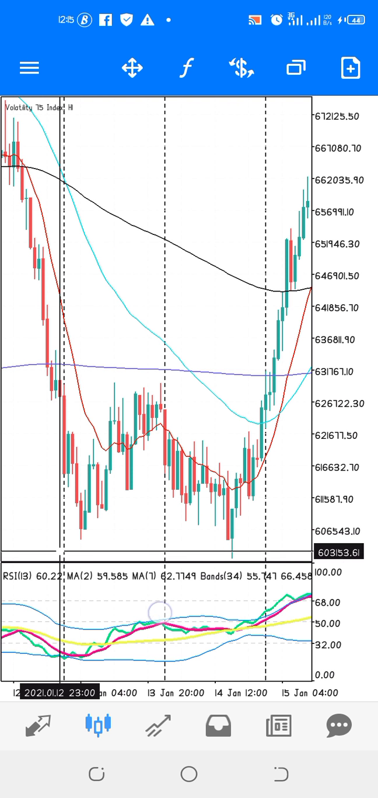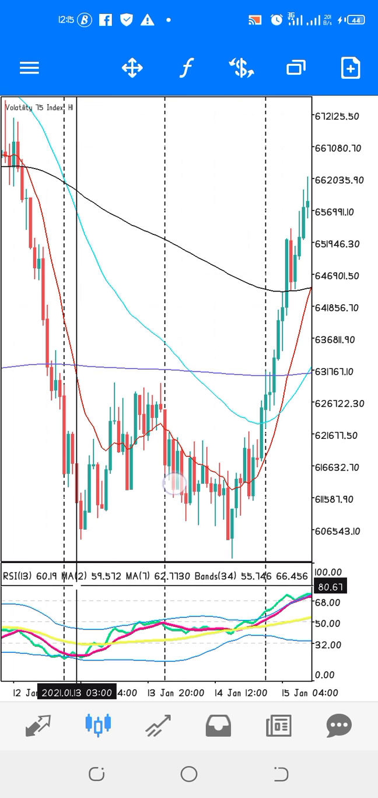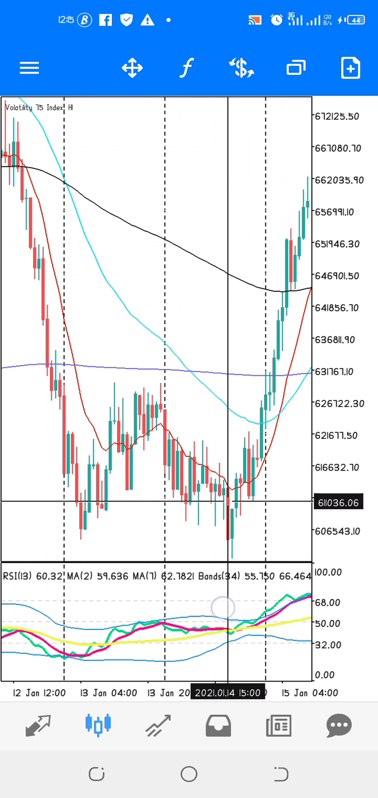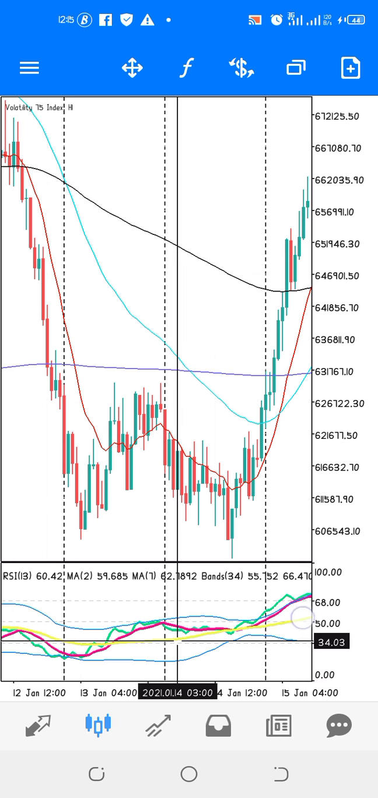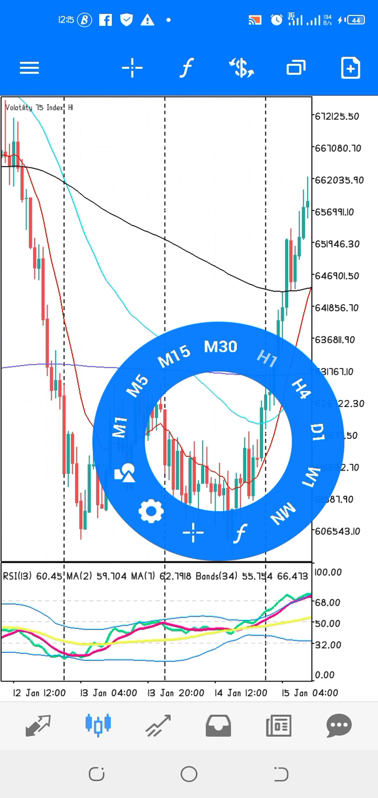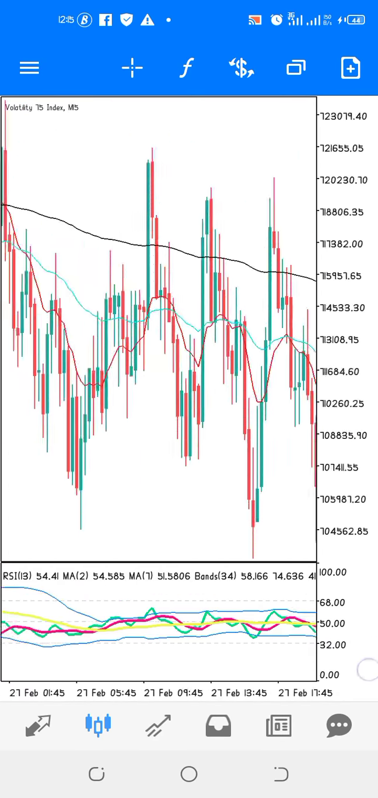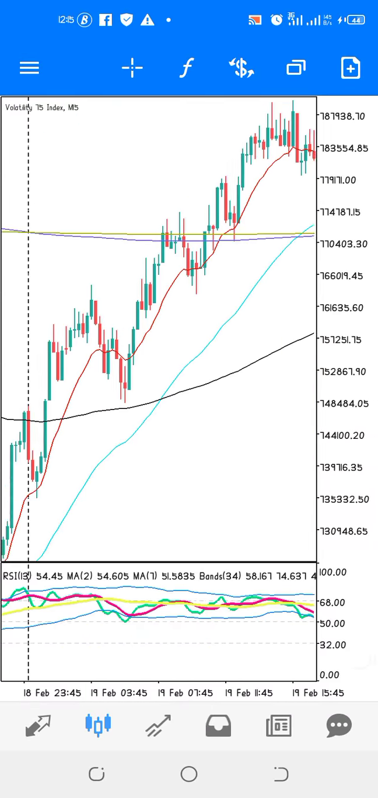Have you seen H1? See yesterday's low. It tapped it. Price is going down, but it is going up on the RSI. This is a perfect entry for a buy. Let us go to M15. Hope you are getting me. M15.